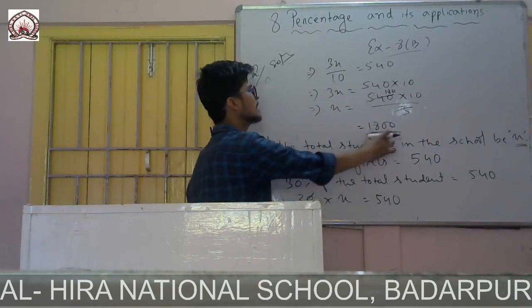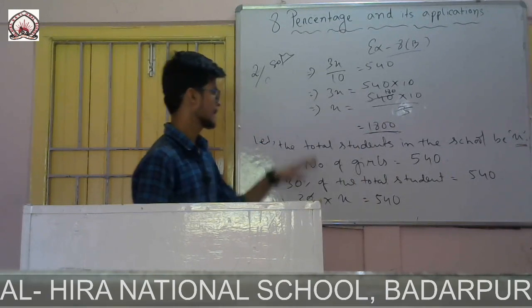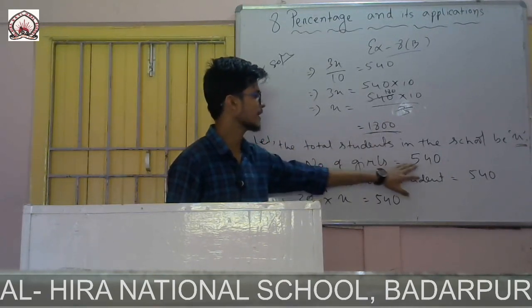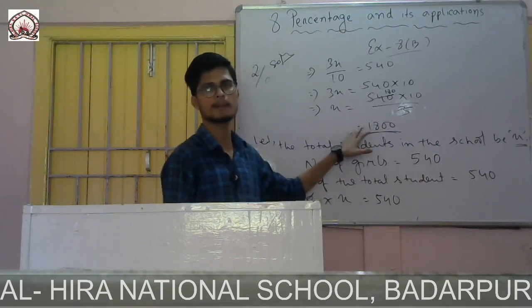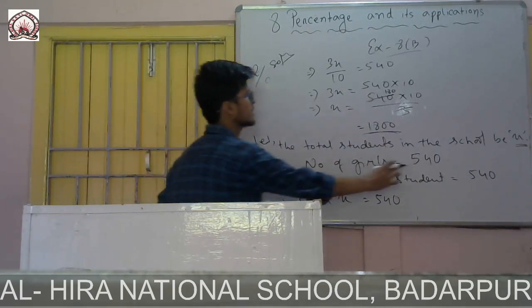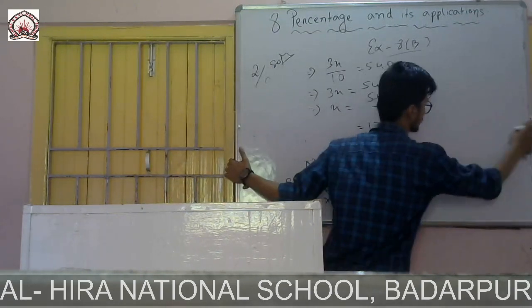So now we can easily find the number of boys. The question was to find the number of boys. So simply from this, if I subtract the number of girls, I will get the number of boys. Or you can take the 70% of this one. So no need to do this, you can easily do it, simply subtract the number of girls.